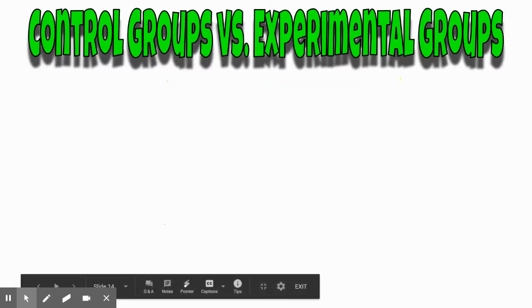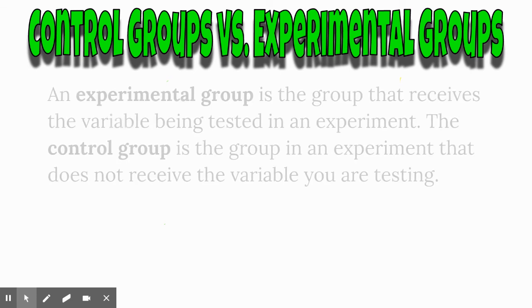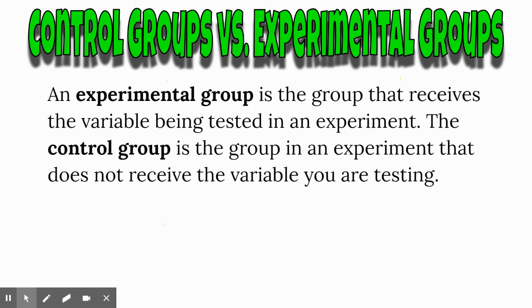So the last thing we need to talk about then are control groups versus experimental groups. When we think of an experiment, we want to have that test group where we're changing the independent variable and seeing how it affects things. But we really need a group that we call a control group to tell us where the baseline is. An experimental group is the one that receives the variable being tested in the experiment. An experimental group in the plant example would have music being played. The control group is the group that does not receive the variable you are testing. So in the plant example again, the control group would be the group that had no music playing.